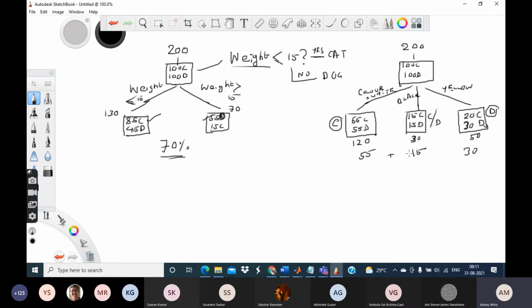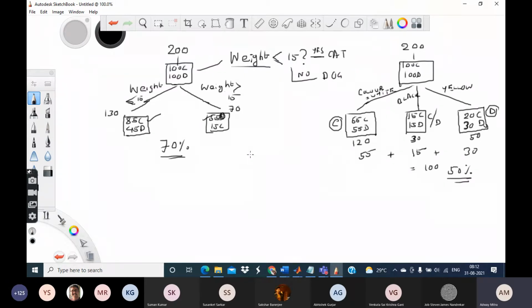Okay, so 55 plus 15 plus 30, total how many have I correctly classified? 100. So basically out of 200 I have been able to classify only 100 examples correctly, which is only 50% accuracy, which basically means you have not done anything more than random classification. As I said, in case of binary classification, 50% just means I have done something random. It's not even worth calling it a classifier.